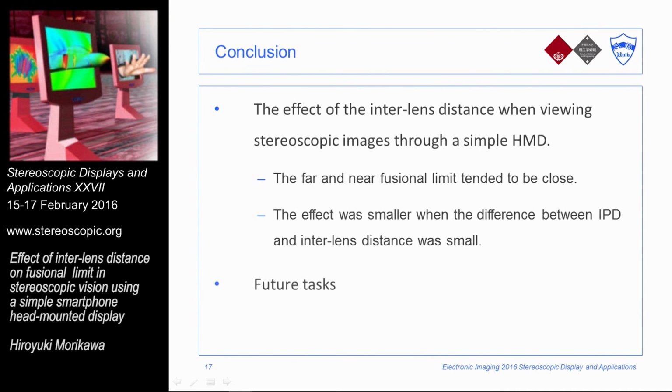Okay. I'd like to make a conclusion. In this study, we examined the effect of the interlens distance when viewing stereoscopic images through a simple HMD. As a result of the experiment, we obtained the following knowledge. When viewing stereoscopic images using a simple HMD, the far and near fusional limits tended to be close. Furthermore, the effect was smaller when the difference between IPD and interlens distance was small. As future tasks, we will continue to investigate the effect of other design factors.